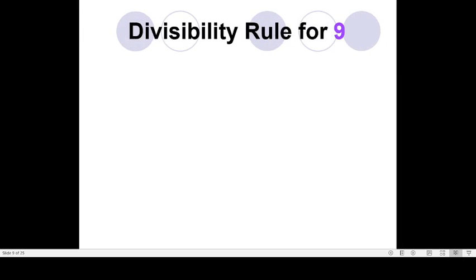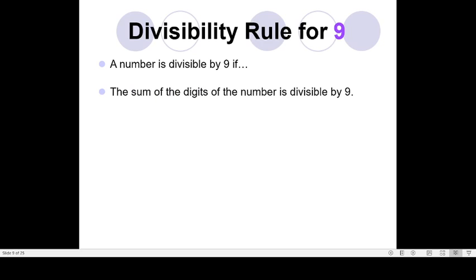Divisibility rule for 9. It is same like 3. A number is divisible by 9 if the sum of the digits of the number is divisible by 9. Let's take an example. 495. So let's add all the digits of this number. So the addition of the digits is 18. So if we divide 18 by 9, the quotient is 2 and the remainder is 0. So therefore we can say 495 is divisible by 9.